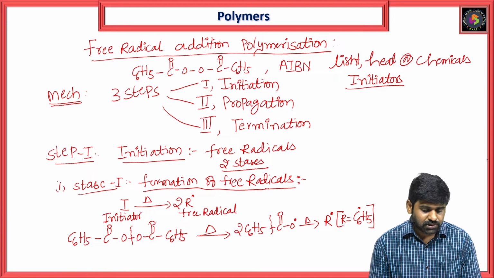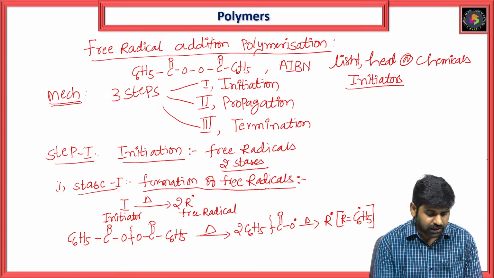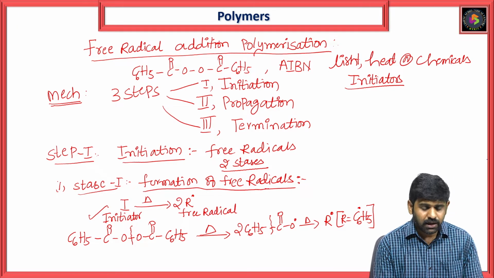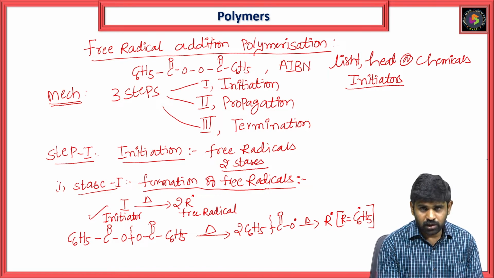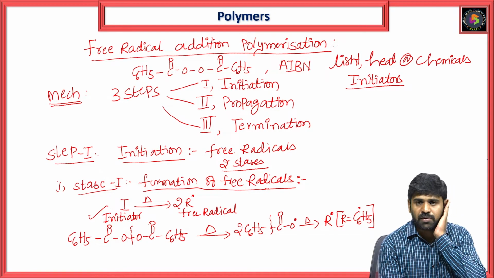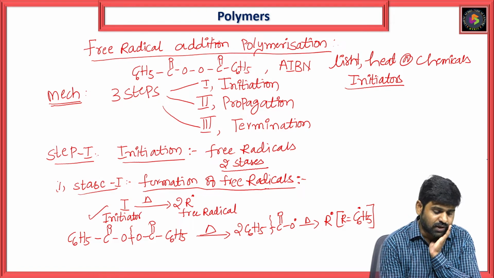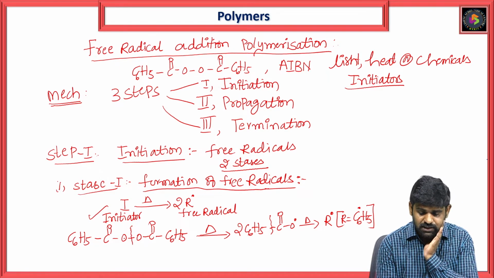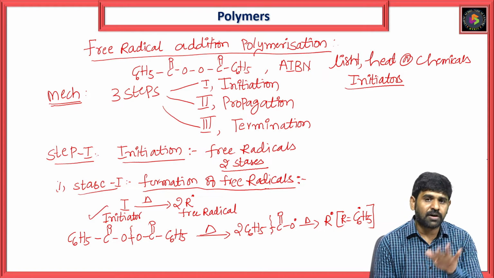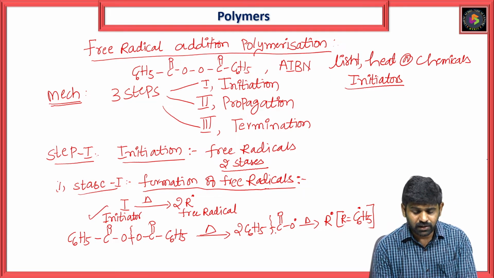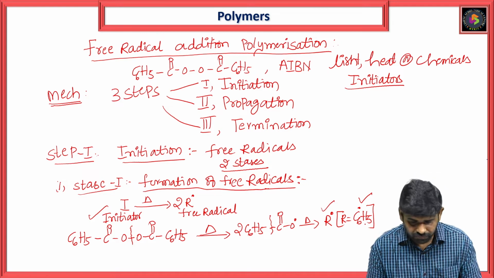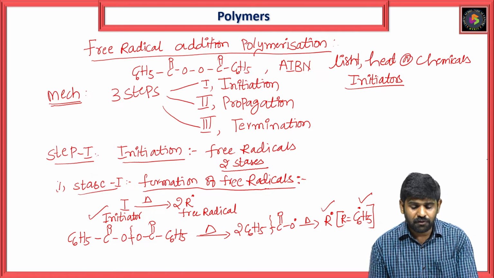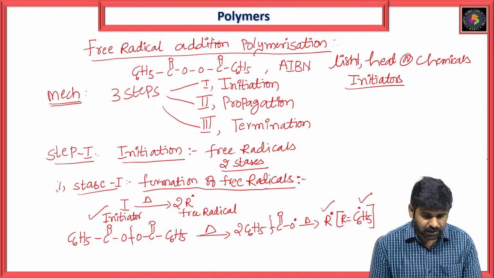So step 1: the initiator benzoyl peroxide undergoes homolytic fission, oxygen cleavage, forming free radicals, 2 moles of C6H5COO dot, which upon further heating evolves carbon dioxide, resulting in the phenyl radical R dot, where R is C6H5. This is stage 1, formation of free radicals.